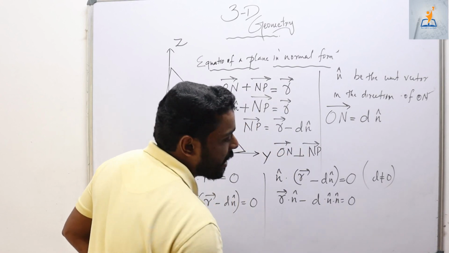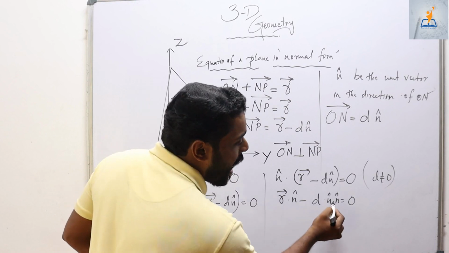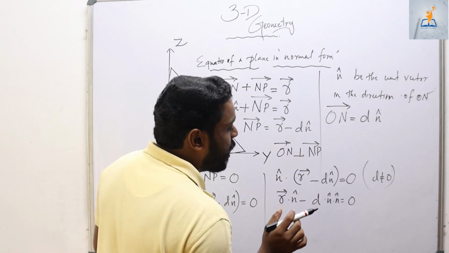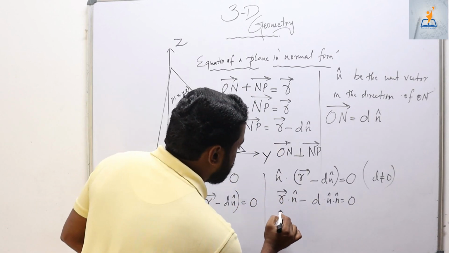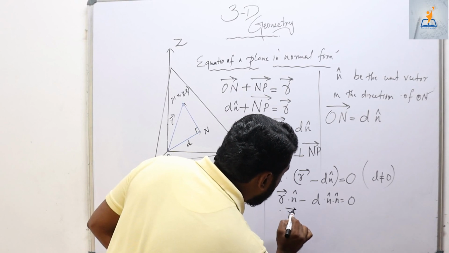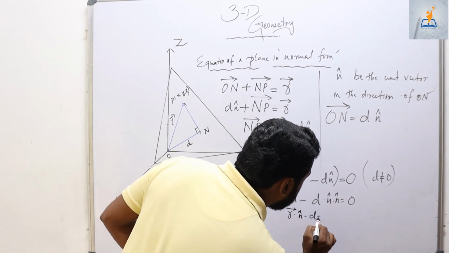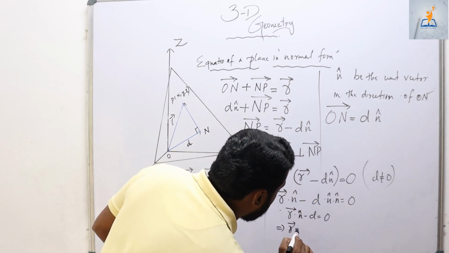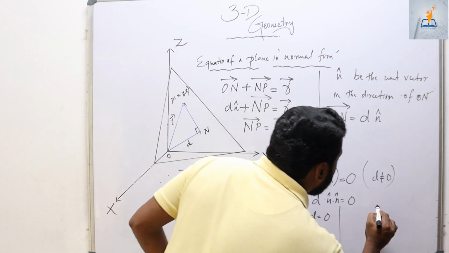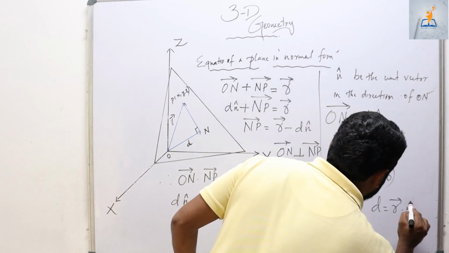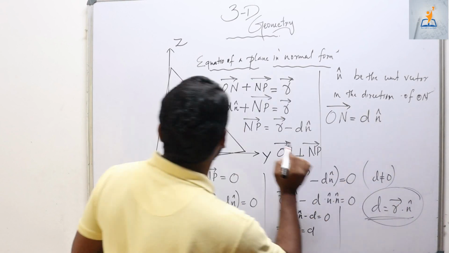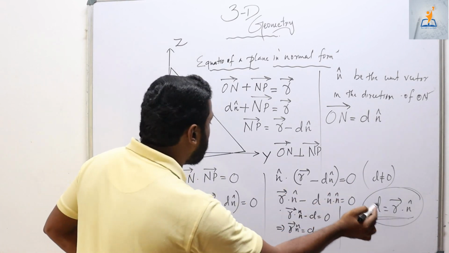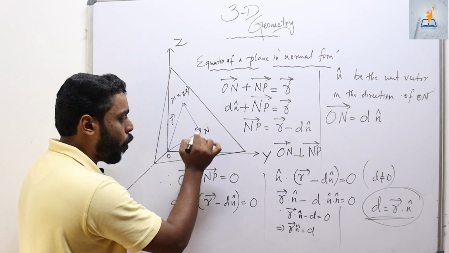Now we know that N cap dot N cap is nothing but 1. Since the angle between them is 0, cos 0 is 1, and mod N cap is 1, because N cap is a unit vector. Therefore, this will become R bar dot N cap minus D is equal to 0. Therefore, we get R bar dot N cap is equal to D, which is the vector equation of the plane whose perpendicular distance is given by D, and N cap is the unit vector in the direction of ON.